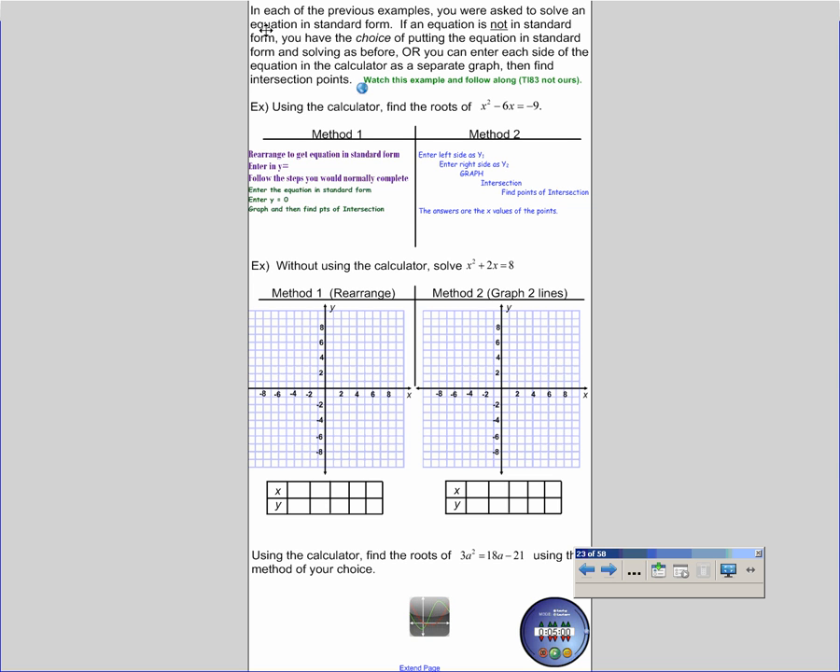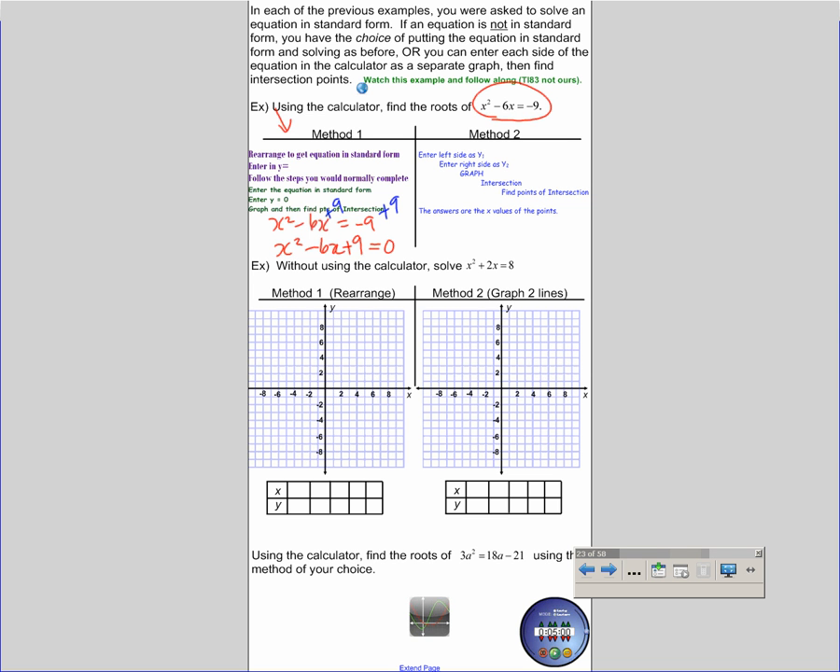Okay, so method 1 is just like what we had done before. This one says x squared minus 6x equals negative 9. So in method 1, we would simply rearrange it so it's equal to 0, and then we can graph it like we had done before. In order to make it 0 on the right-hand side, I would have to add a 9 to both sides. So that means you'd have plus 9 equals 0.